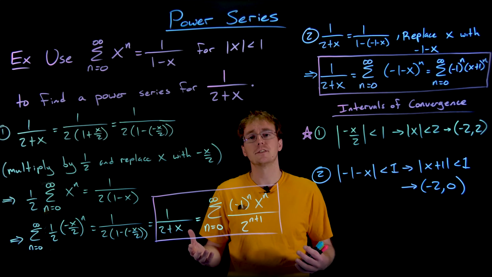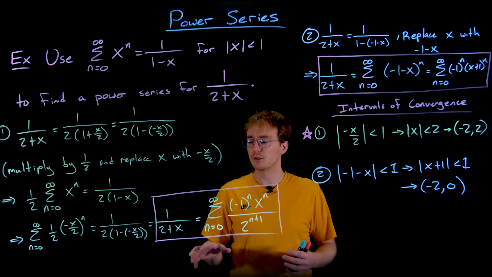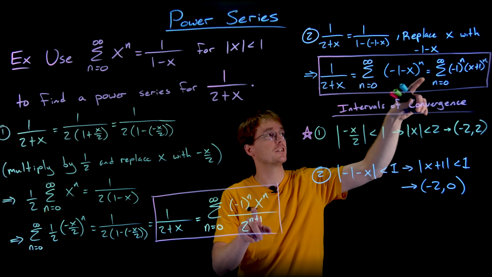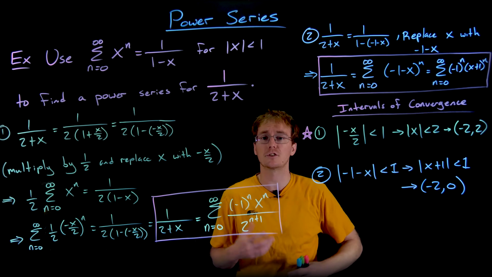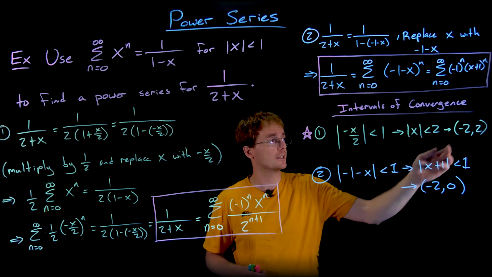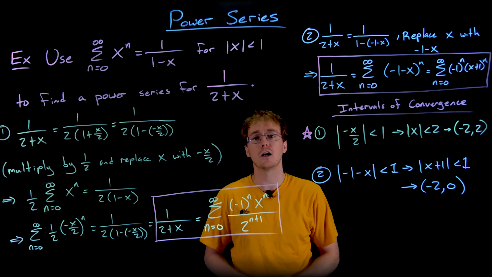The point of this example was to show that these power series representations for a function are not necessarily unique, especially if we have different center points for our power series. And having these different representations can also lead us to having different intervals of convergence.